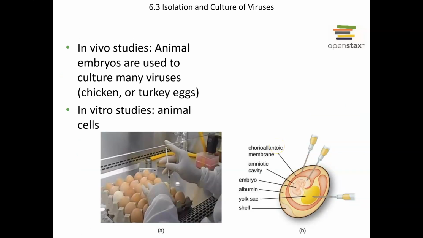In vivo studies, we use animal embryos to culture viruses. For example, we use chicken eggs to help us in producing different vaccines, and we can also use turkey eggs. In vitro studies use animal cells, so not animal embryos, but animal cells.